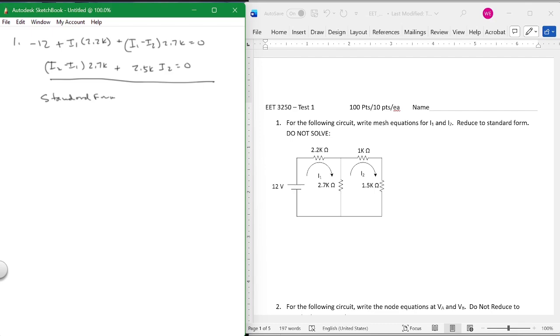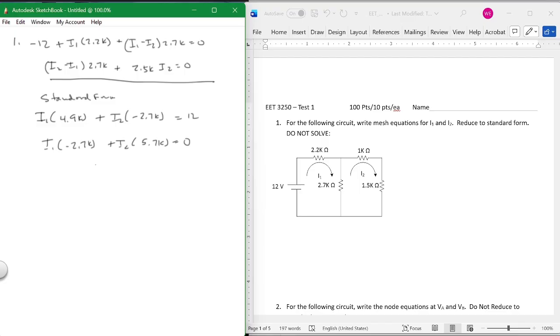How do you do that? You sort by I1s times what? I1s times what's with the I1s, what's with the I2s, and away you go. Okay, so it's I1 times what? 4.9k, which is the sum of 2.2 and 2.7, plus I2 times minus 2.7k is equal to 12, all right? I1 times minus 2.7k plus I2 times 5.7k is equal to 0.